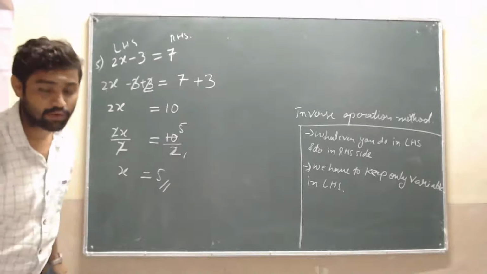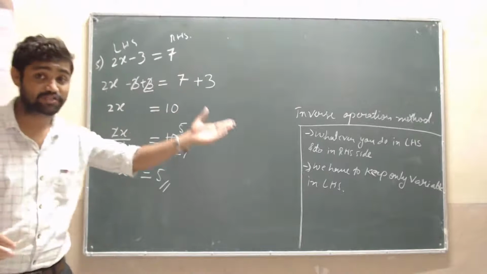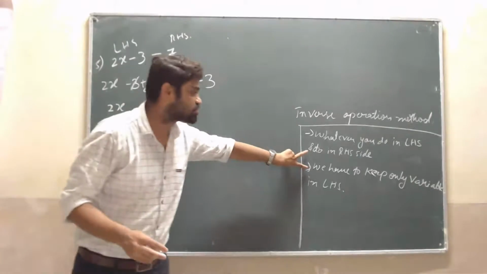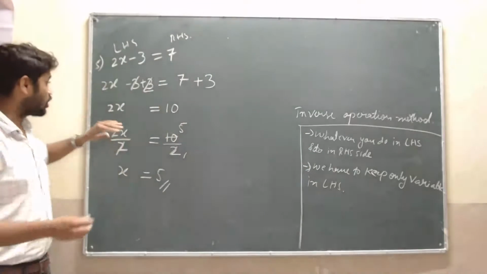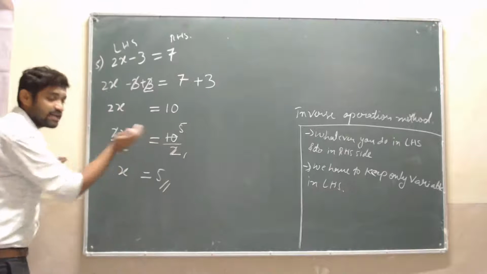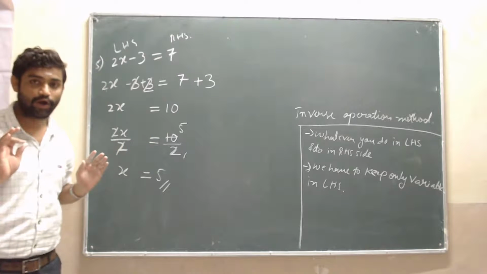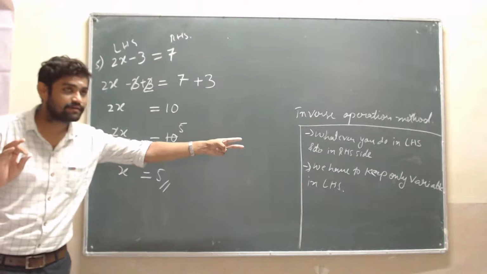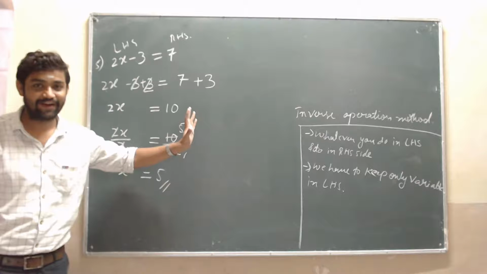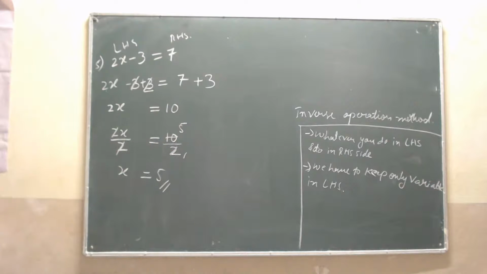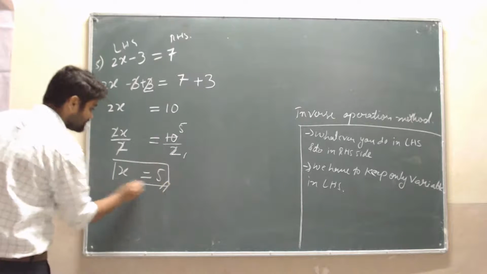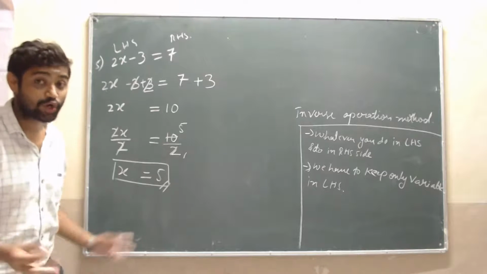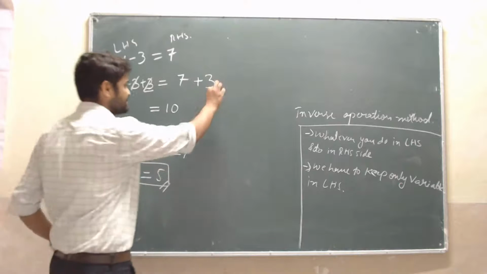Now we can do it directly with the transpose method, which is easier than this, but in the inverse operation method these both points are very important. If you divide by 2 here and not there, the answer will become wrong. So that's why both points are very important. I write it with a shining pen. And what's the value of x? We have x is equal to 5. Can we cross check? Yes, you can.